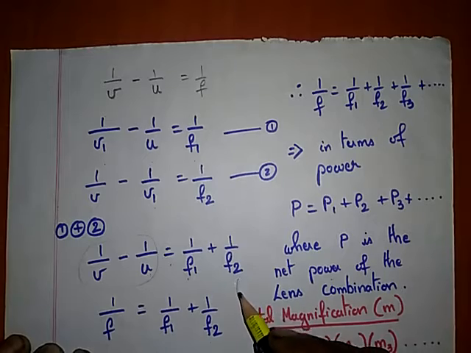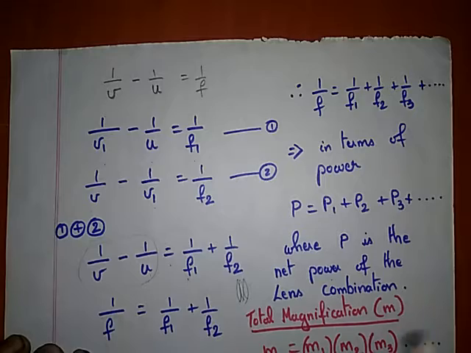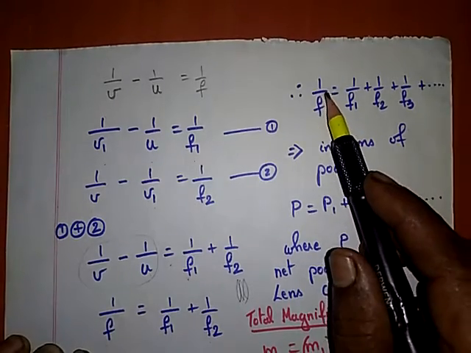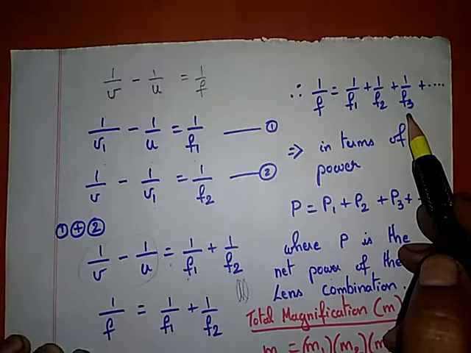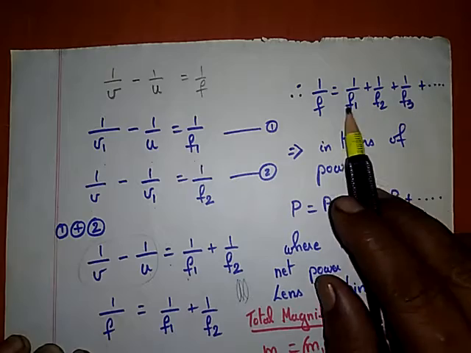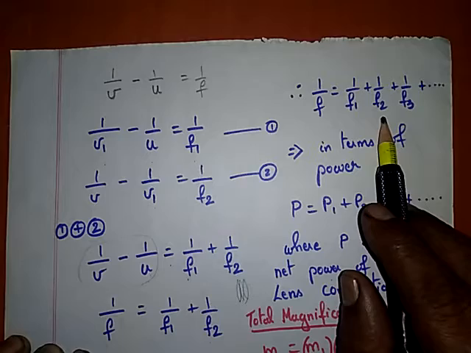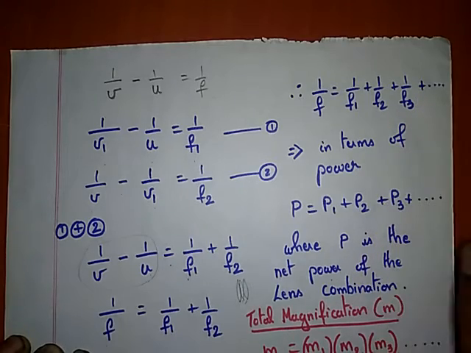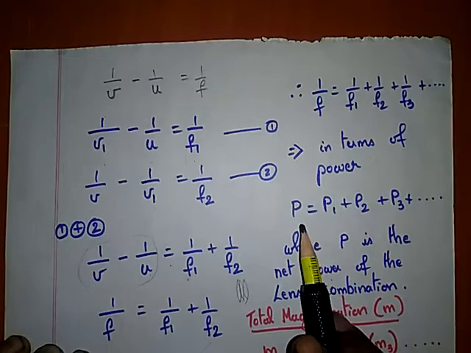Suppose you have three lenses, 1, 2 and 3. Three thin lenses with different focal points. Then we have the relation 1 by F is equal to 1 by F1 plus 1 by F2 plus 1 by F3. Suppose we have n number of lenses connected together, thin lenses connected together. Then we have 1 by F is equal to 1 by F1 plus 1 by F2 plus 1 by F3 and keeps on going. And this can be said in terms of power of the lens.